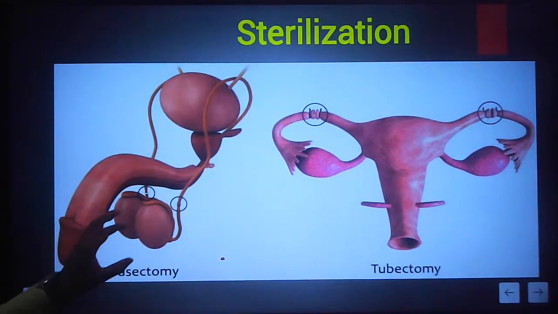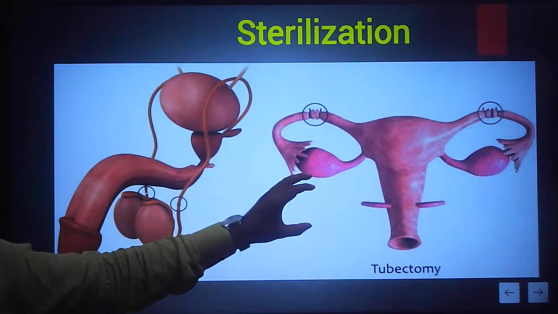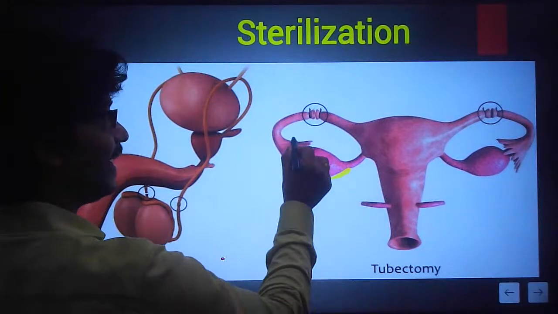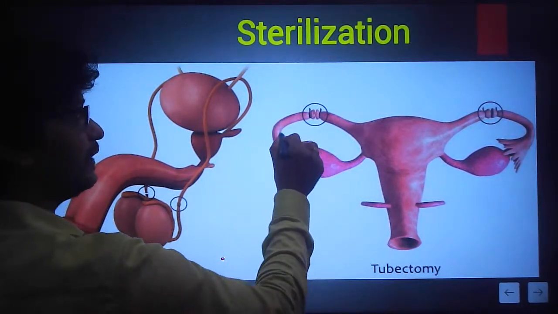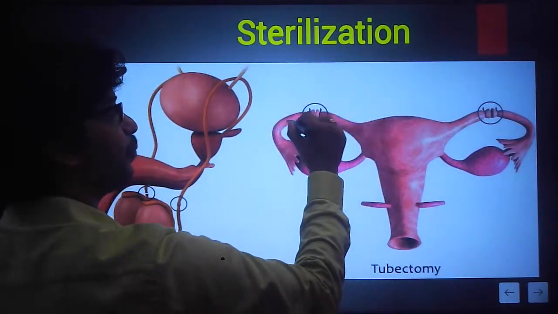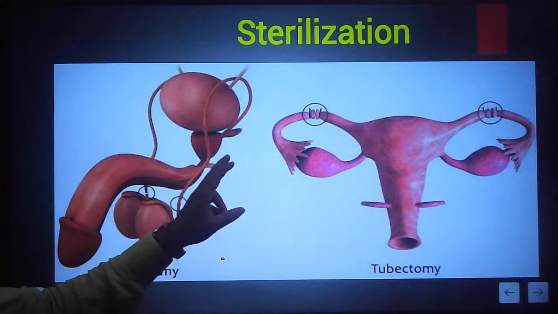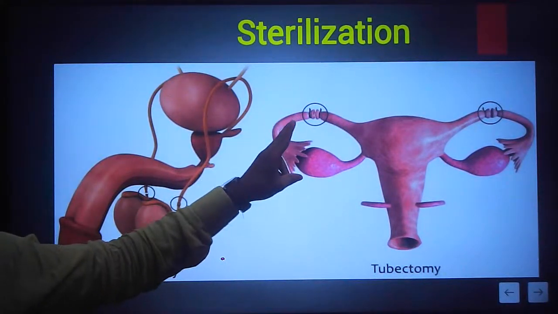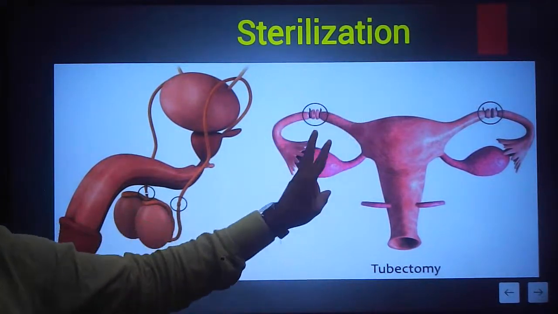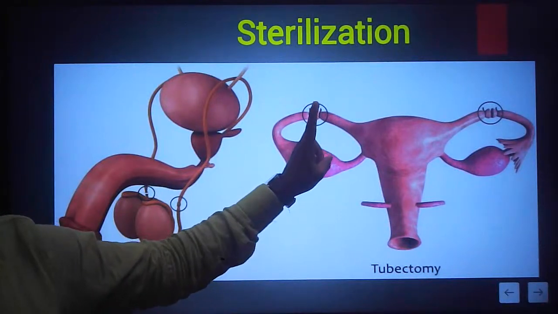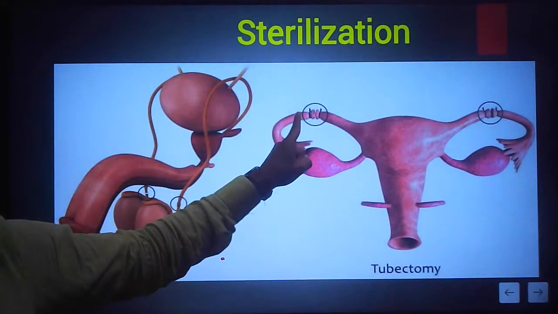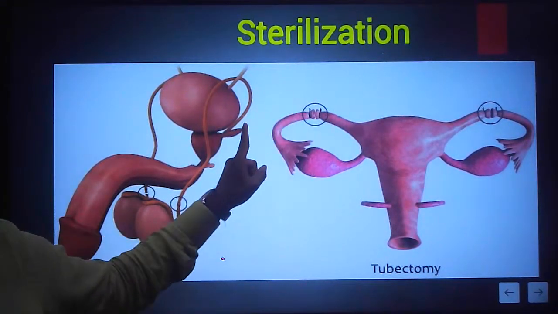But in the case of tubectomy, here you can see the ovary, and this is the fimbriae, and this tube-like structure on both sides is the fallopian tube. The fallopian tube, which carries the eggs from the ovary, is cut with an incision and tied.